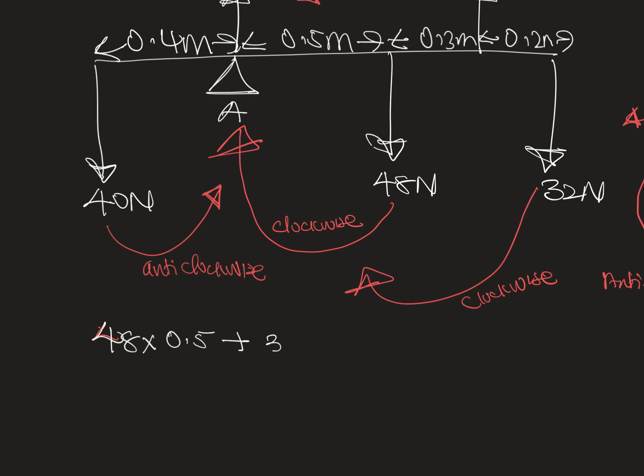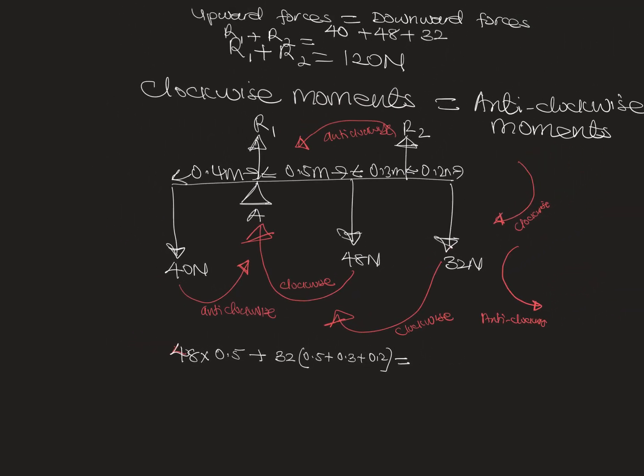What is the other clockwise moment? It is 32 Newton. But what is the total distance from which the force is acting? All right, that is 0.5, 0.3, 0.2, because the reference point is A, the pivot. So that will be 0.5 plus 0.3 plus 0.2. We are done with the clockwise moments. So we said this must be equal to the anti-clockwise moments.